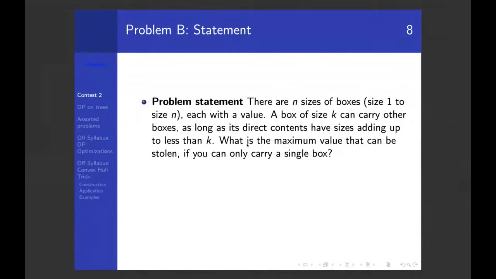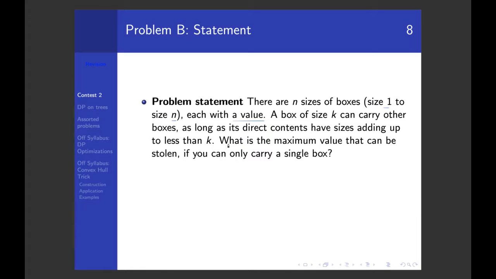So in B, there are n sizes of boxes, each one from size 1 to size n, each with some value. You know that a box of size k can carry other boxes as long as the direct contents have sizes adding up to less than k. So a box of size 10 can take one box of size 9, or one of size 5 and one of size 4, etc.